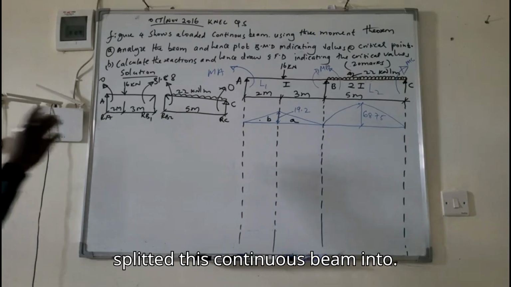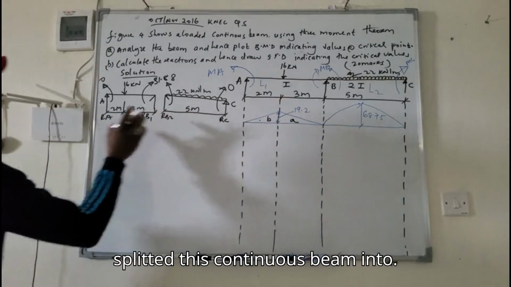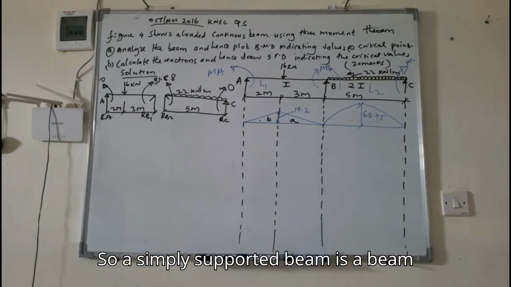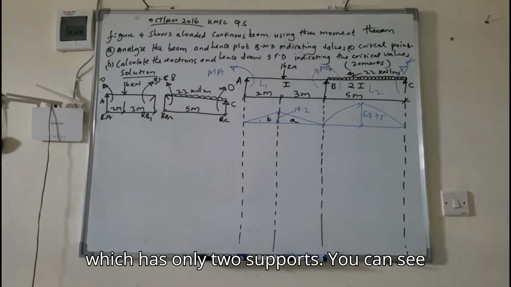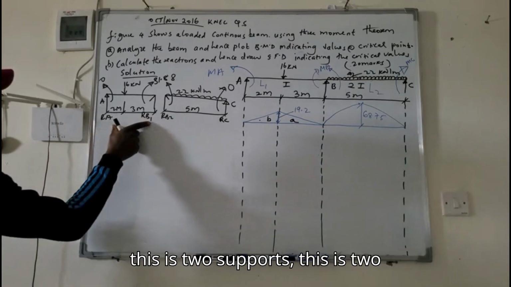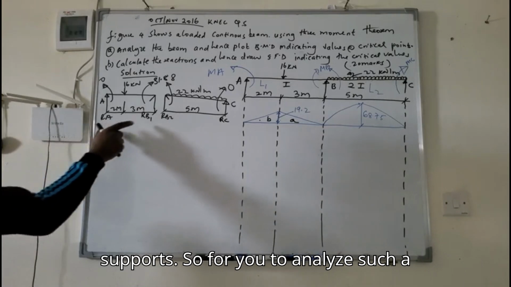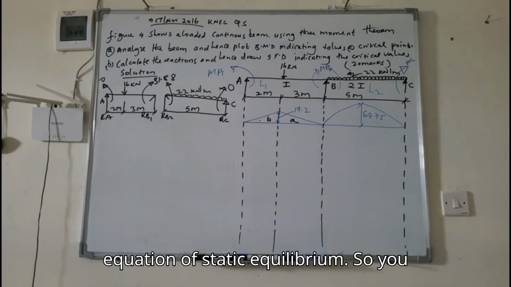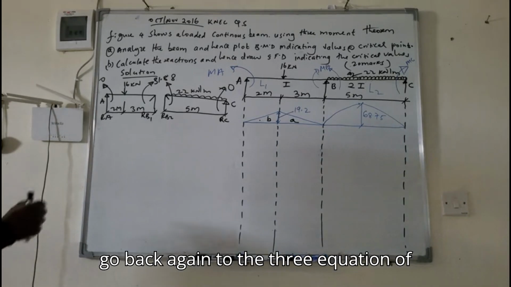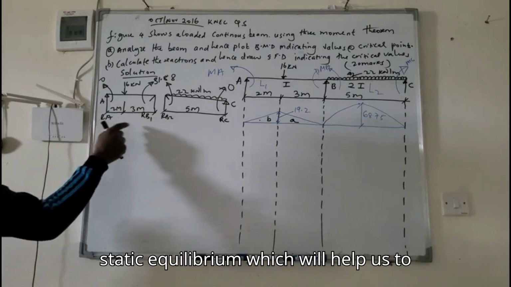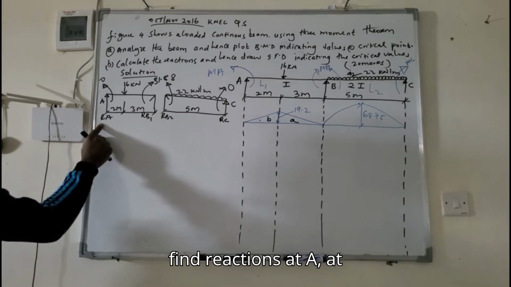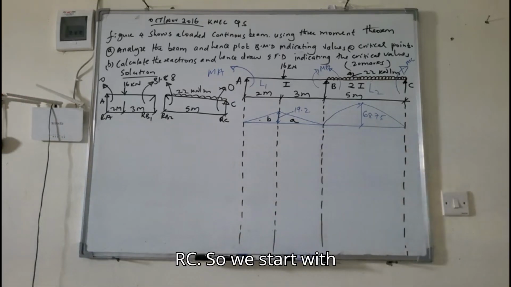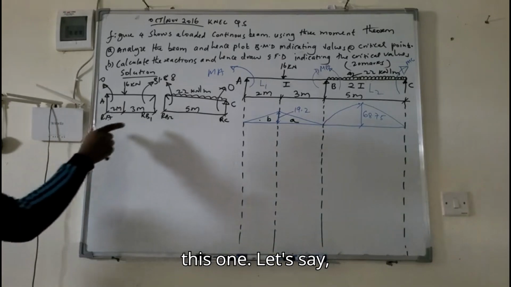So here, we have split this continuous beam into simply supported beams. A simply supported beam is a beam which has only 2 supports. You can see this is 2 supports, this is 2 supports. So for you to analyze such a beam, you'll use the 3 equations of static equilibrium, which will help us to find reactions at A, at RB1, RB2, and at RC.